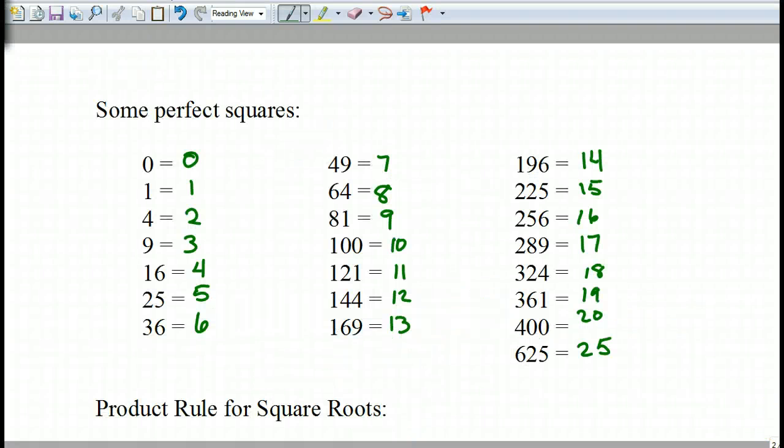A perfect square is a number whose principal square root has no decimals. So the square root of 36 is 6. These are examples. There are two ways in which we will go about solving a radical. One of them implies that you need to know perfect squares. The other one you don't.